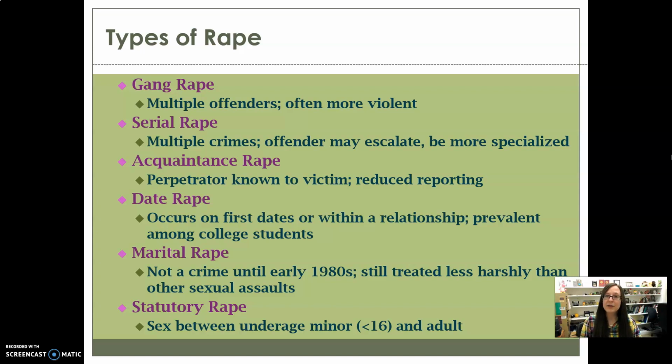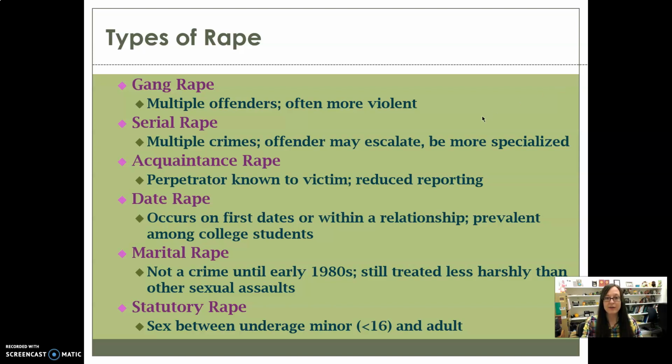So if we're going to talk about rape, let's talk about different types of rape first. So here's a variety of different types of rape. You have gang rape, which just involves multiple offenders. Typically, these are more violent offenses, which makes sense.